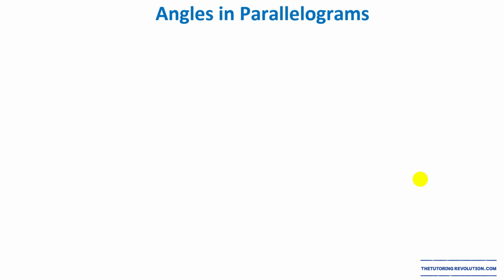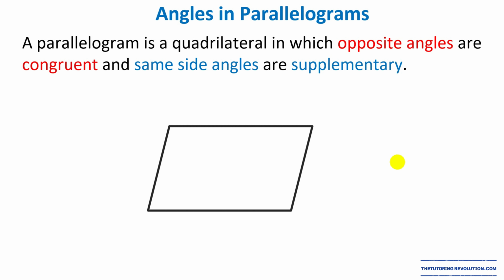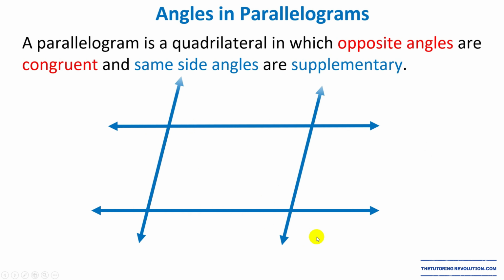Now let's focus on the angles in parallelograms. A parallelogram is a quadrilateral in which opposite angles are congruent and same side angles are supplementary. So let's draw this general parallelogram. Now let's draw parallel lines on top of these sides and parallel lines on top of these other sides.